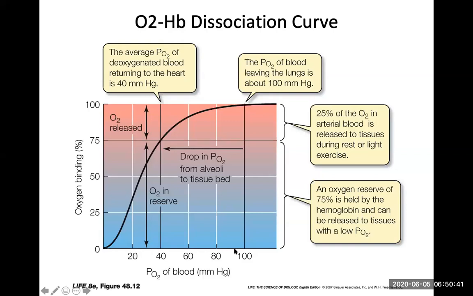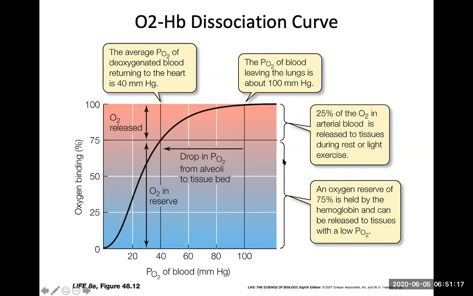And then on the y-axis, you have the partial pressure of oxygen in the blood. So this is your oxygen dissociation curve with regards to the partial pressure of oxygen in the blood. And as you see here, the average pressure of oxygen of deoxygenated blood returning to the heart is about 40 millimeters of mercury, and the pressure of oxygen of blood leaving the lungs is about 100. So we have about 25% of oxygen in arterial blood that's being released to tissues during rest or light exercise.